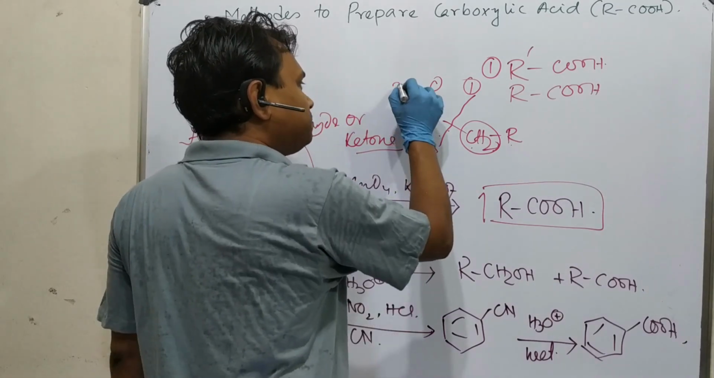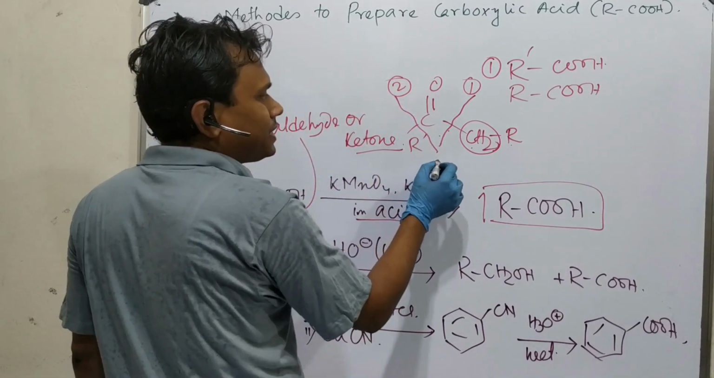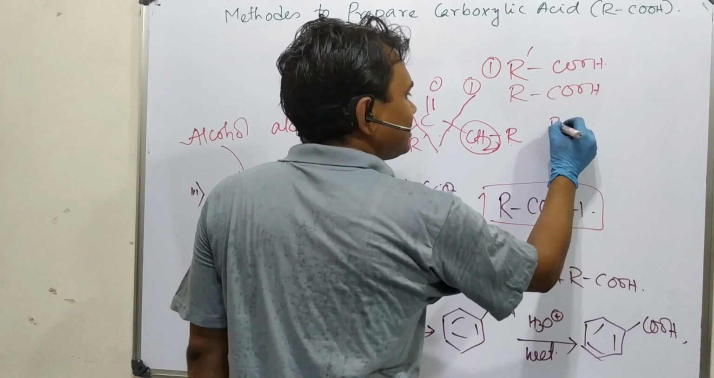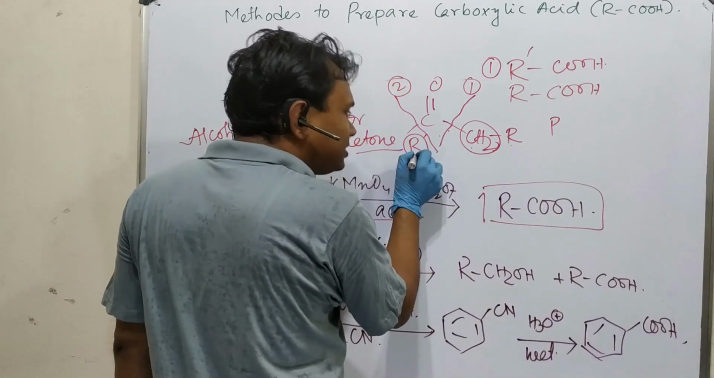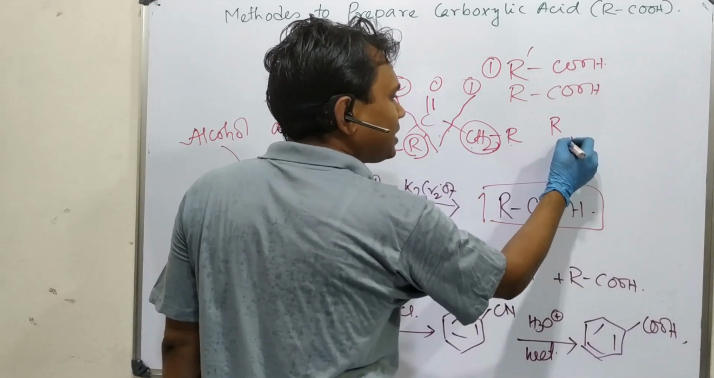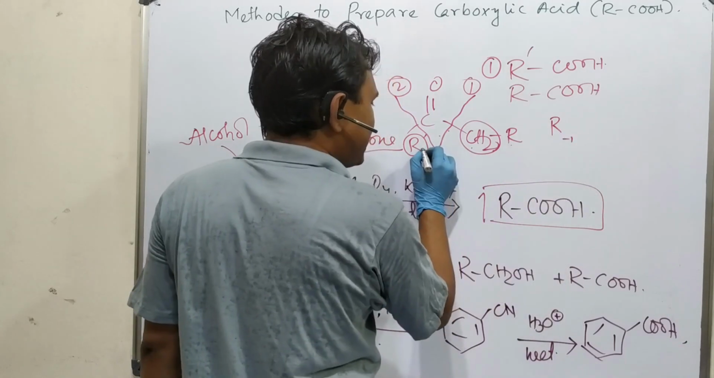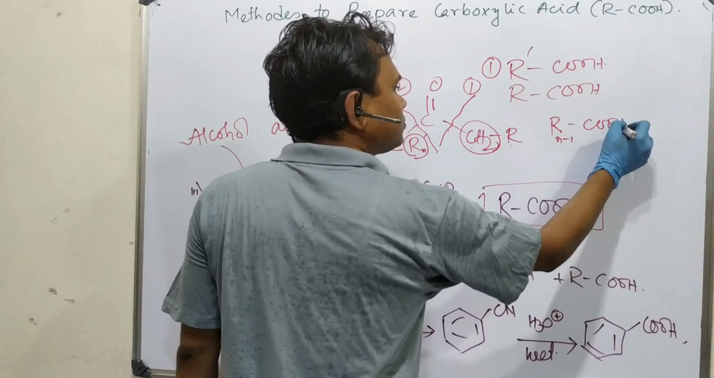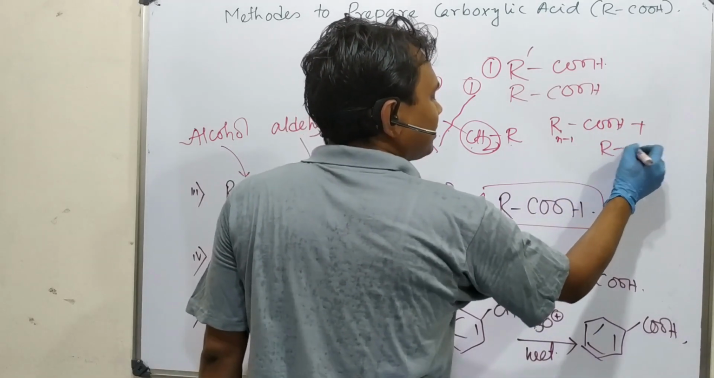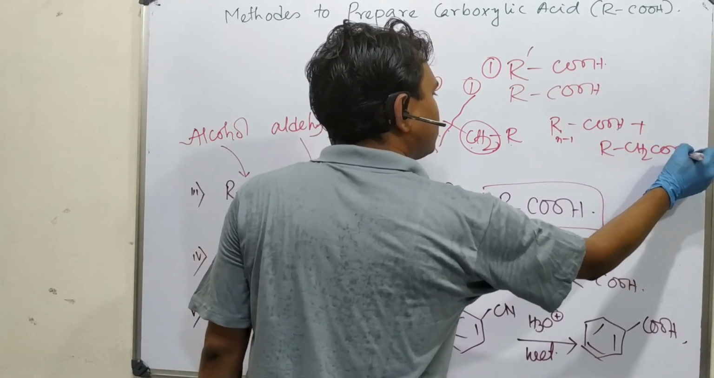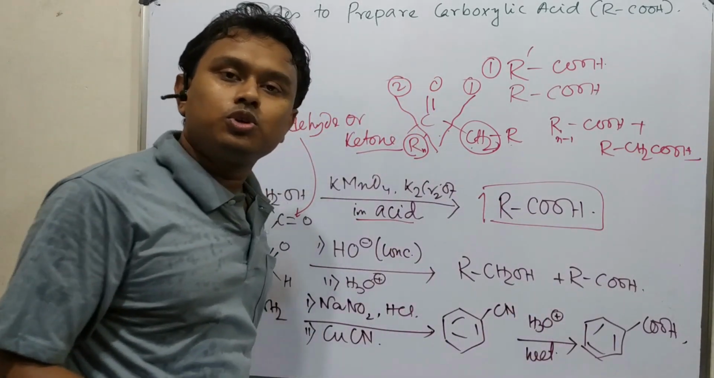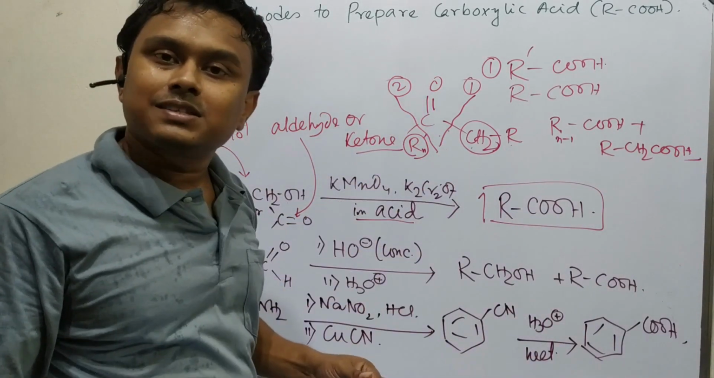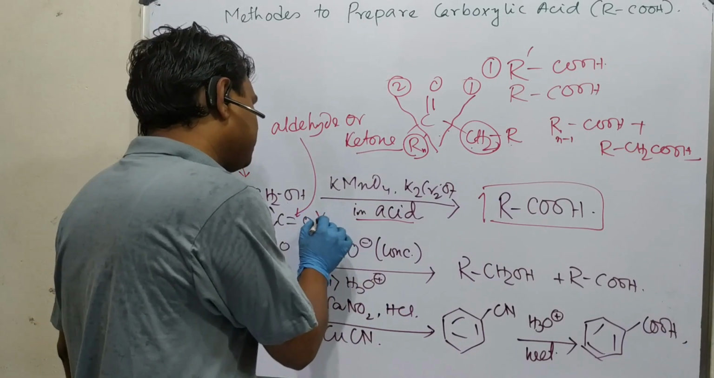And in possibility number 2, if this part breaks, it will result in R minus 1. If it is N carbon, so this is N minus 1 CO2 plus RCH2COOH. So this is not a very good method to prepare carboxylic acid. Keep it in mind, but I have just given it as an example.